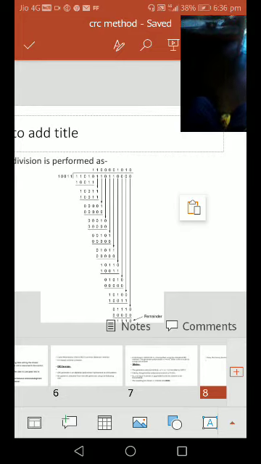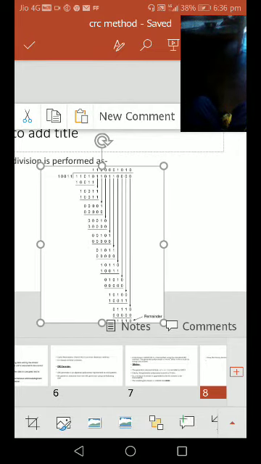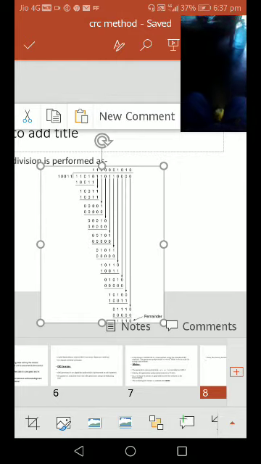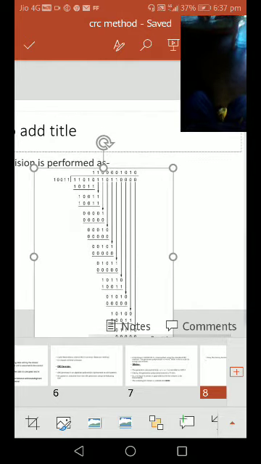If the most significant bit, MSB, is 0, it can be discarded. This 0 bit will be eliminated. The remainder will be taken as 10011.